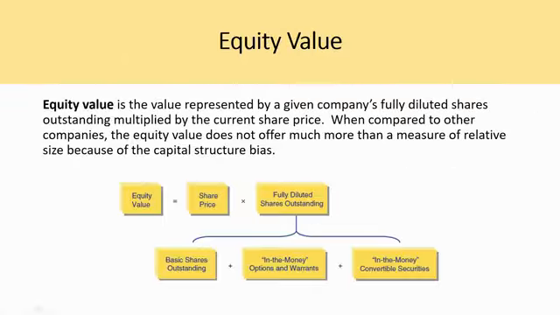Okay. So first, equity value. Equity value is the value represented by a given company's fully diluted shares outstanding multiplied by the current share price. When compared to other companies, the equity value does not offer much more than a measure of relative size because of the capital structure bias. And we'll talk about that because that's quite important. So essentially, equity value is the share price times fully diluted shares. And this is important: it's not basic shares outstanding, which is displayed on Google Finance under shares. It's fully diluted shares. So it's basic shares outstanding plus in-the-money options and warrants plus in-the-money convertible securities.